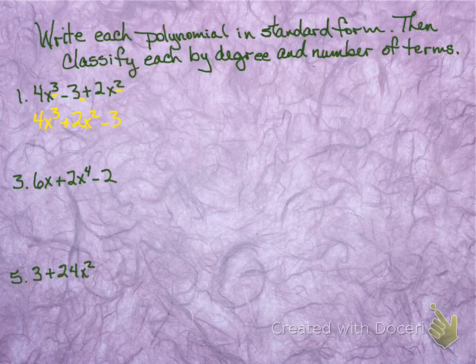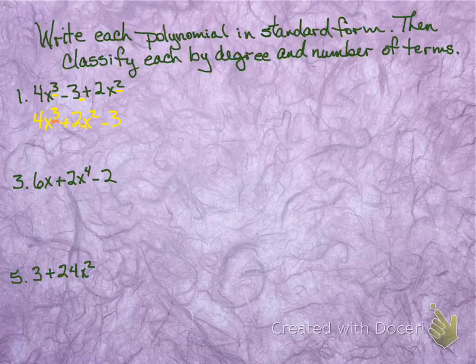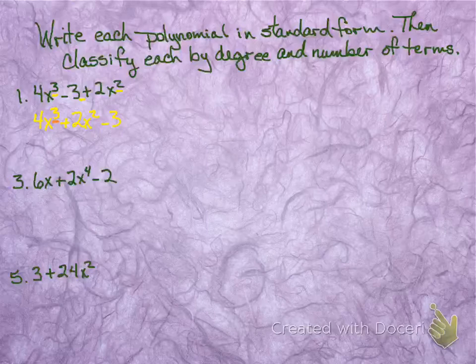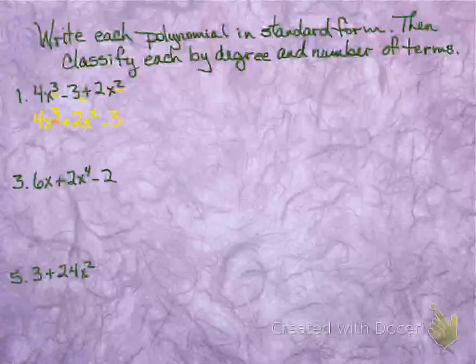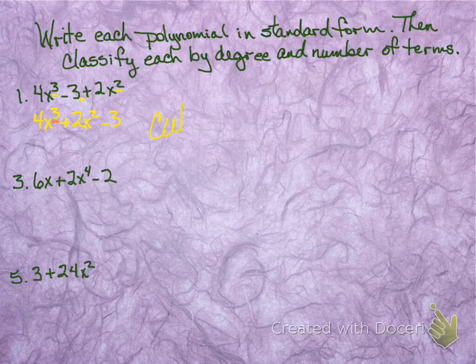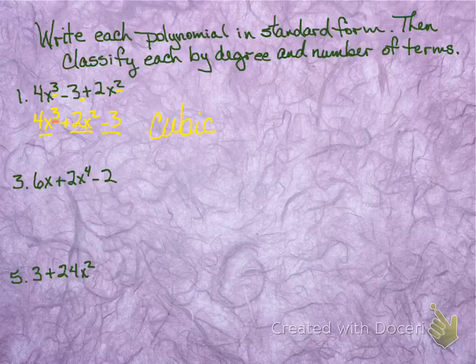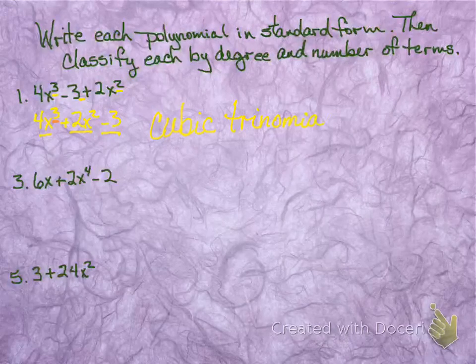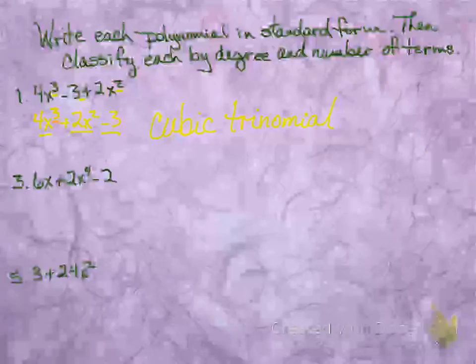We look at our largest exponent, that is a 3. Our notes show us that for 3, cubic is the name of that degree. And we have 1, 2, 3 terms, so this is a trinomial. Okay, so number 1 is a cubic trinomial.